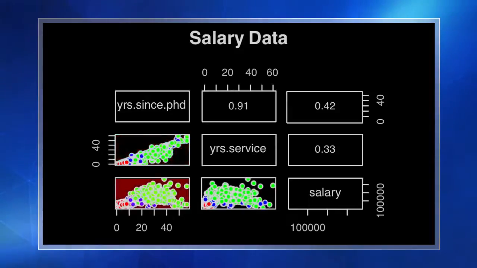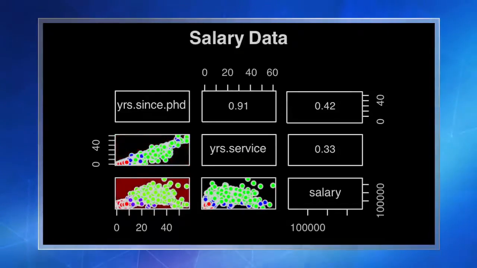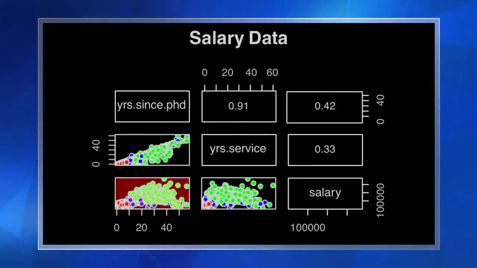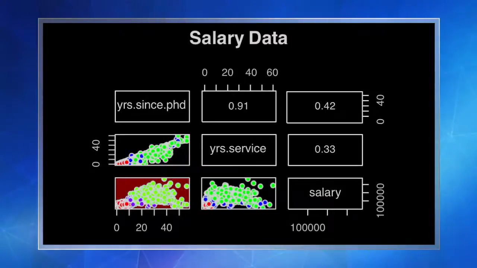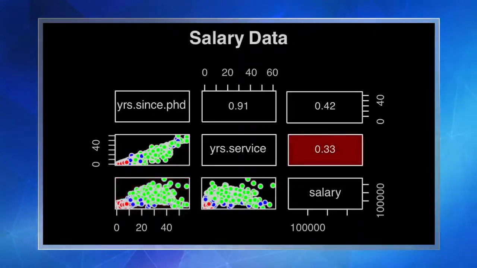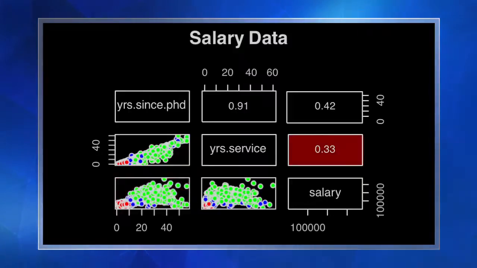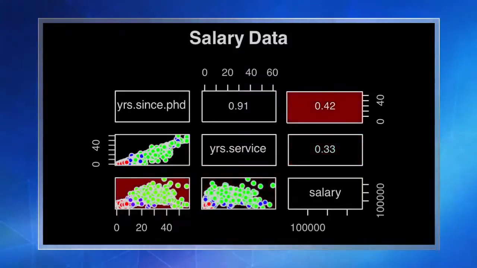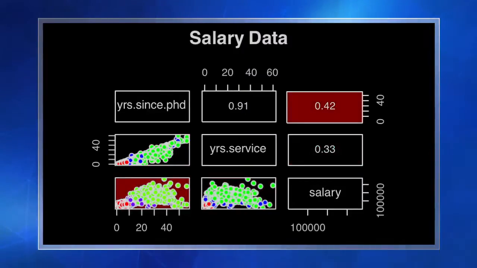In the bottom left corner, you see the relationship of salary with years since PhD. It also makes sense here that you would see a slight grouping of associate professors, assistant professors, and full professors as well. Notice that the correlation between salary and years of service is 0.33, and you see the corresponding plot. The correlation between salary and years since PhD is 0.42.